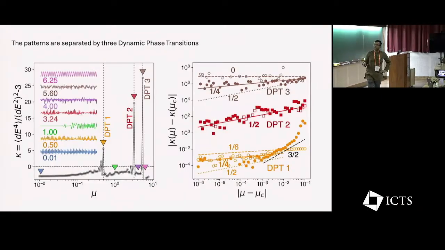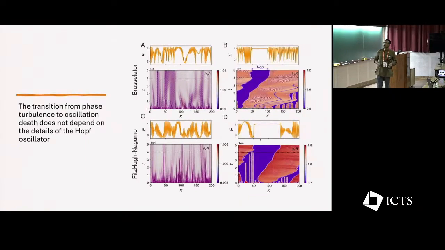We found out, using something called kurtosis, that there were 3 unique points where there was really high kurtosis. The system was very intermittent. And we identified that with the location of 3 dynamical phase transitions, okay? And they have certain properties that I'm planning to discuss later. But what is unique about the first DPT is that you go from this phase turbulent state to a state with oscillation death, and it doesn't depend on the choice of the Hopf oscillator.